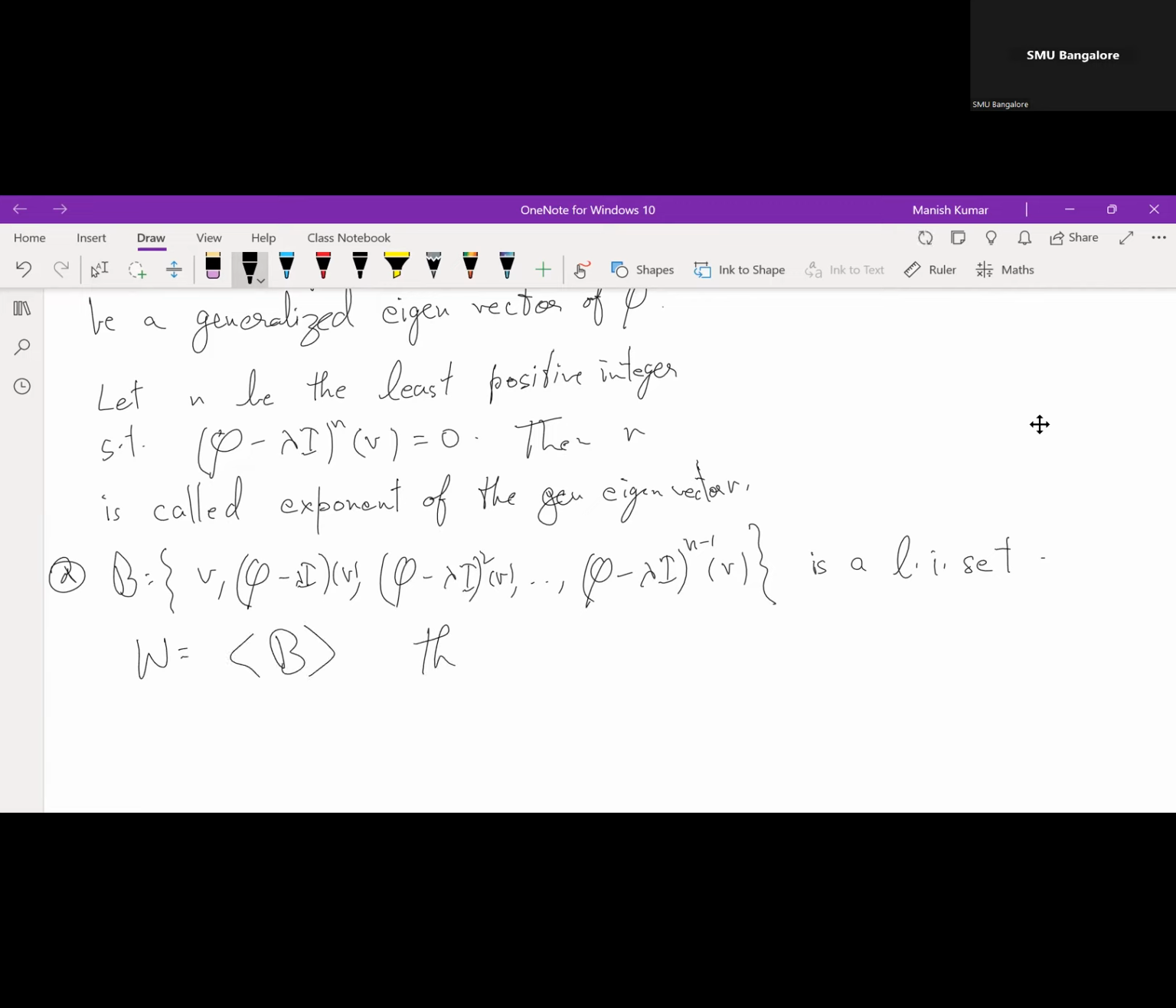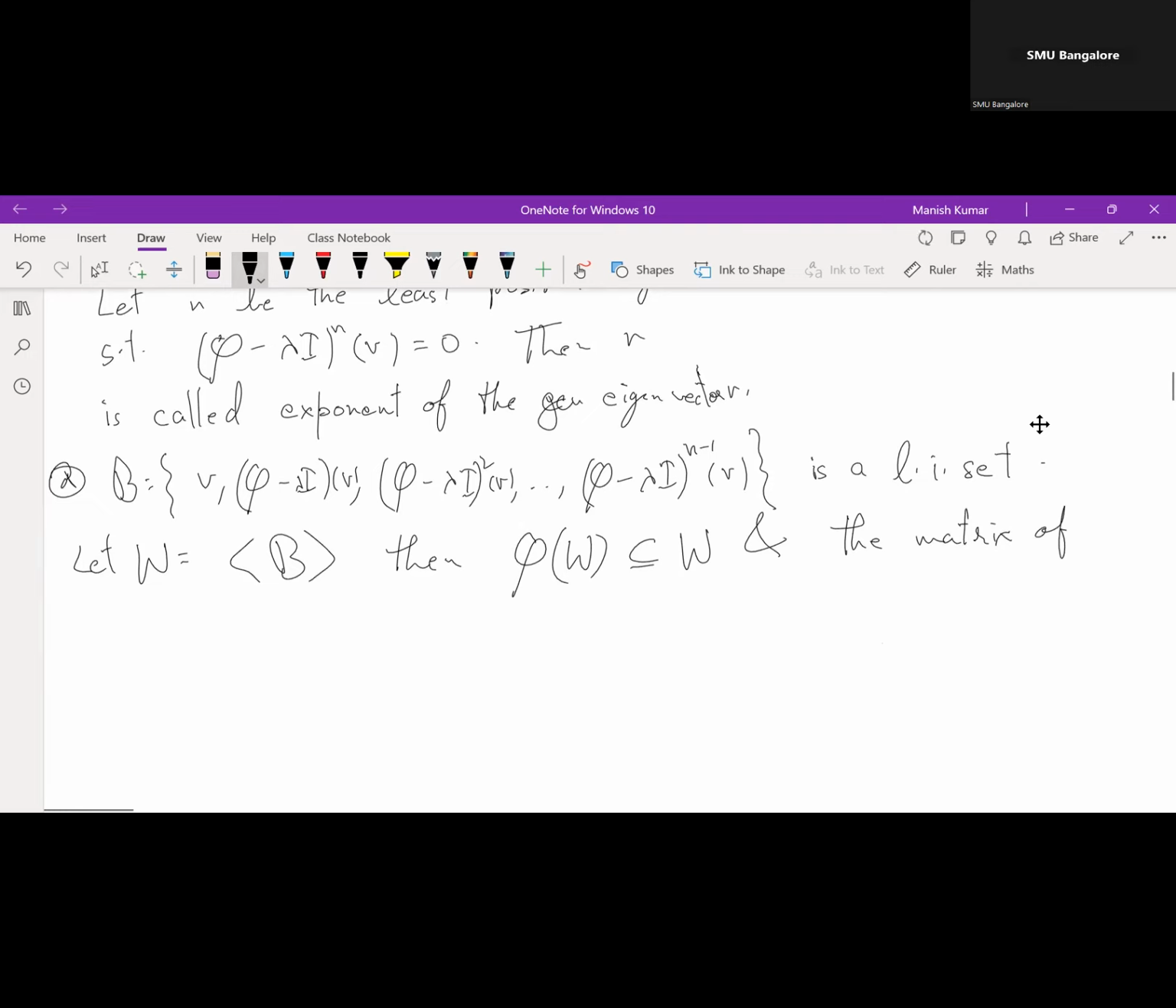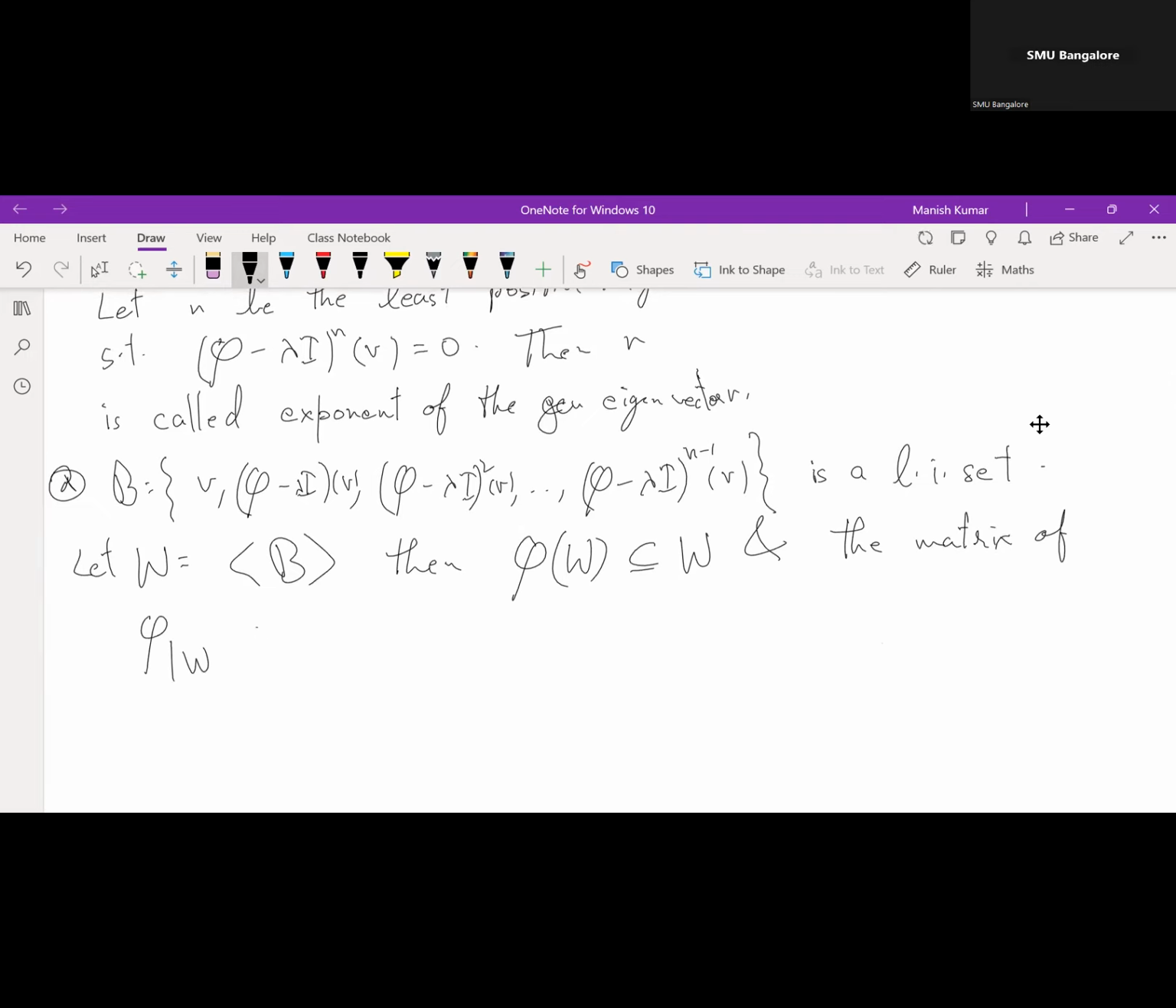Then let W be the span of B. Then phi of W is contained in W, and the matrix of phi restricted to W with respect to B is, so what will it be?